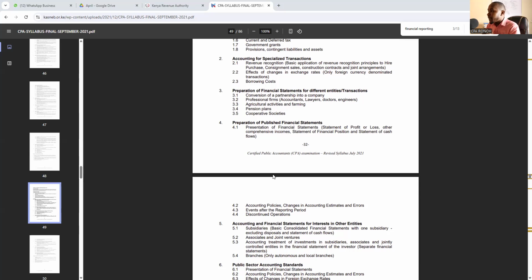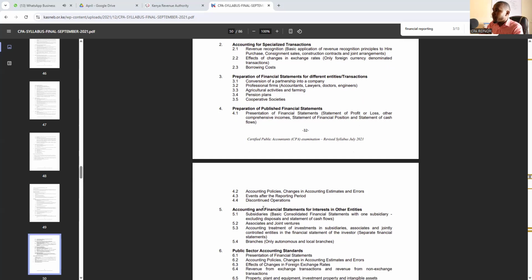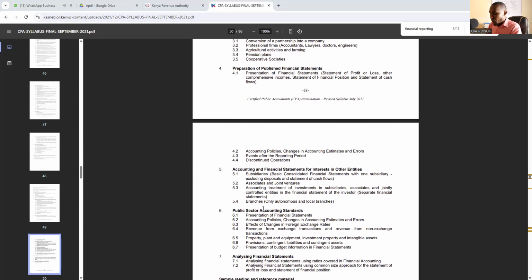We also have discontinued operation and the events after the reporting period. That is basically theory. Then topic 5 is the group accounts, where you will have to see how to account for the subsidiary, how to account for the parent, how to account for the associate, and also how to account for the joint venture.